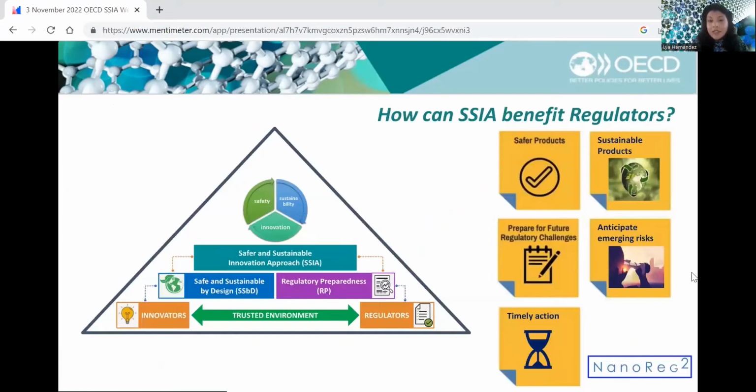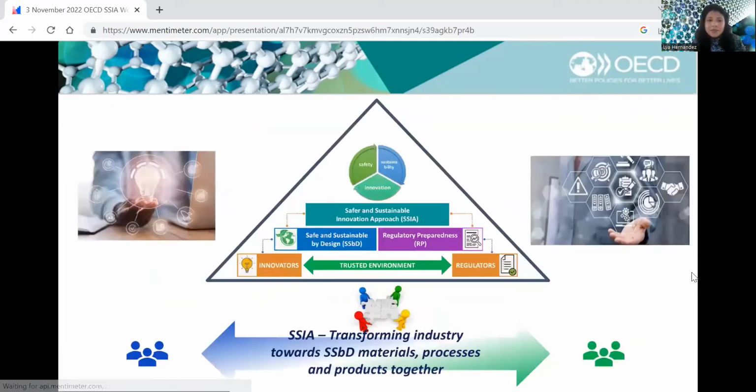And how can SSIA benefit regulators? Again, safe and sustainable products, preparation for regulatory challenges, but really this anticipating emerging risks and taking timely action. I think those are the main benefits that regulators can get, to have this early dialogue, to think ahead, to have the time to take action. Next slide. So really how we see SSIA is this: we want to transform industry towards safe and sustainable by design materials, processes, and products together. So it's not just industry, we do this process together. And I think that is why we see SSIA as a good way to bring this into practice. Next slide.